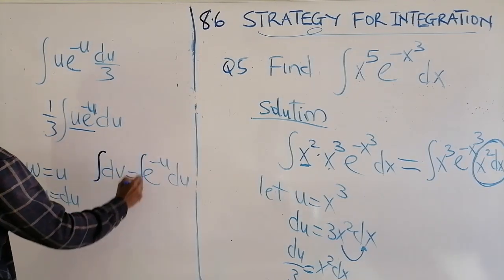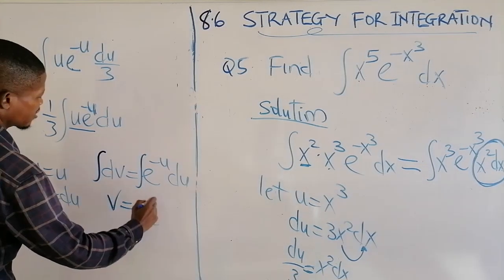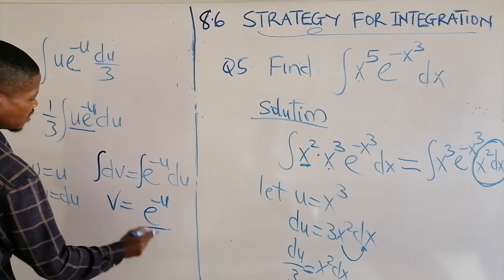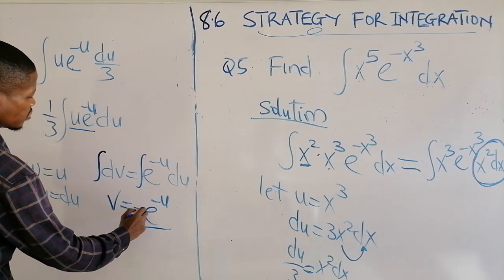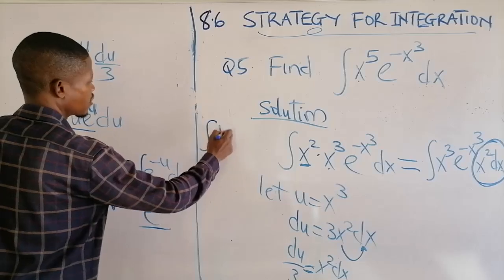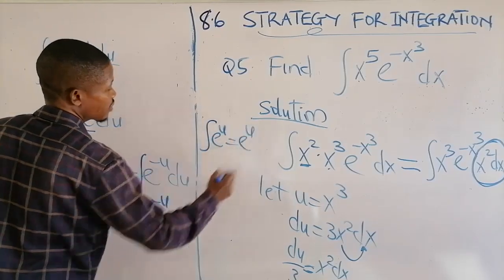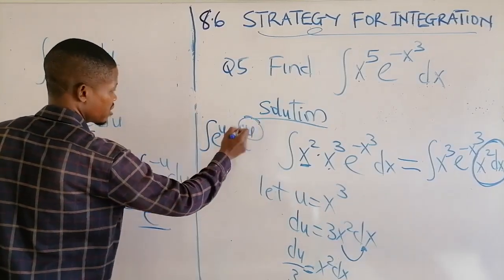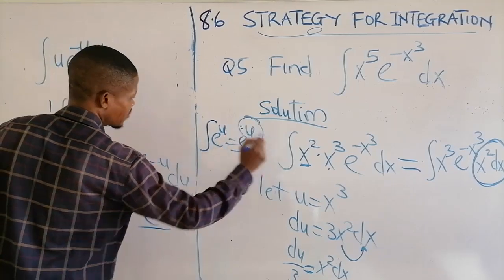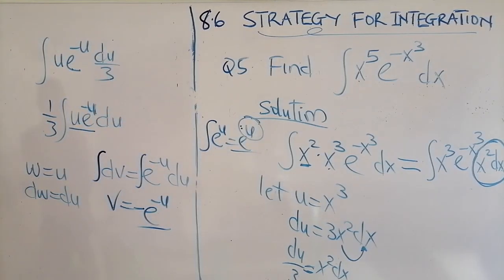If you integrate this, we're going to have V equal to this one, over minus. And that will become minus here. When you integrate an exponential function, it's going to give you back that function. But you have to check this place. What is the derivative? And use it to divide the function.